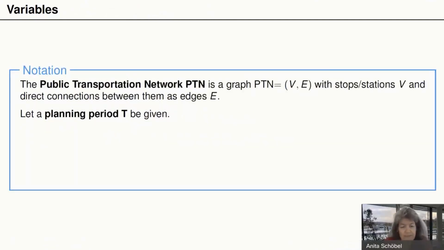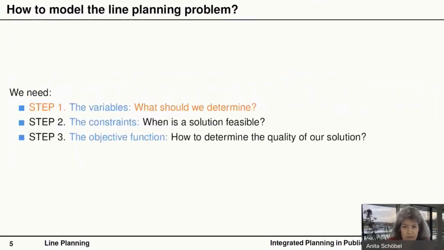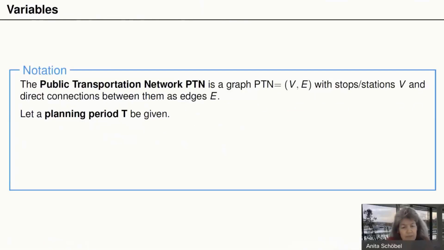And before we find this model, and I tell you what is the usual model and what variables are common to use in line planning, I need a little bit of notation. So the infrastructure network, Alex already introduced, also called public transport network, is the basis we work with. So we have given the stops and stations, and we have given the direct connections. That was the network you have seen in my examples here. So this basic network is called public transport or infrastructure network. And then we need our planning period T to determine the frequencies.